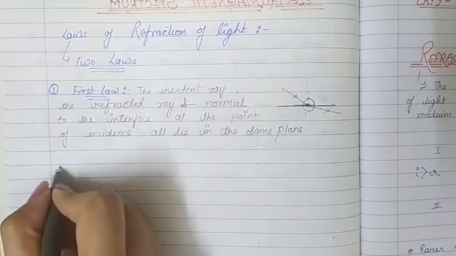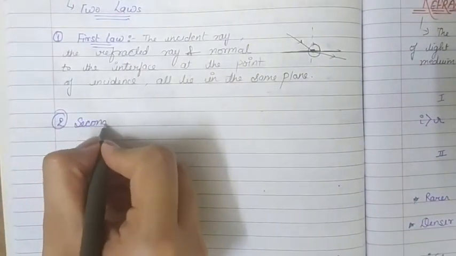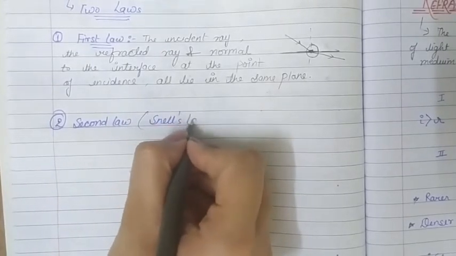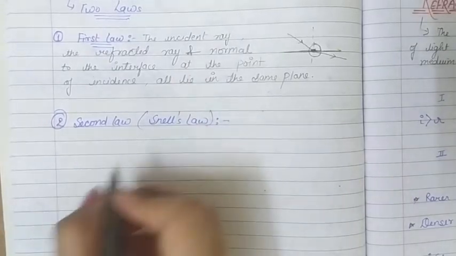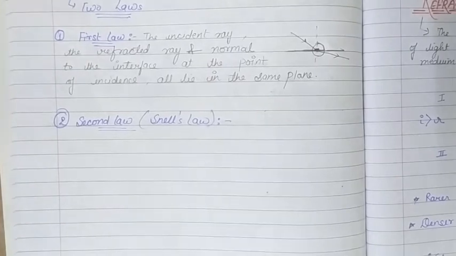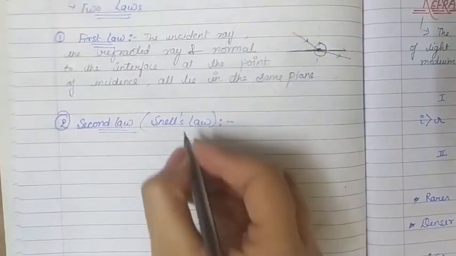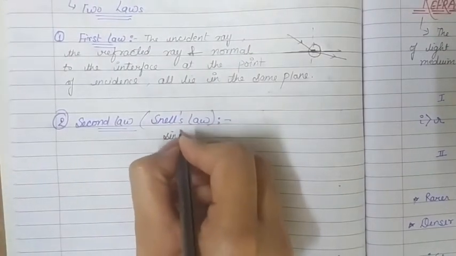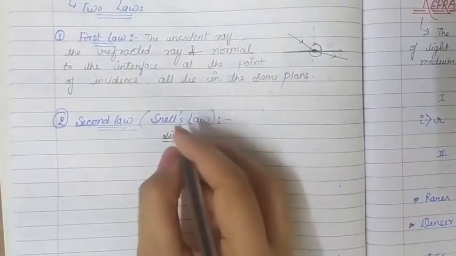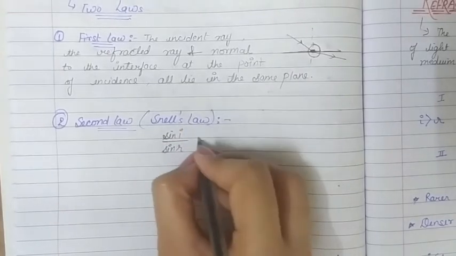Now moving to the second law of refraction. The second law of refraction is also known as Snell's law. We also call it Snell's law, and it states that the ratio of sine of angle of incidence, that is sin i, to the sine of angle of refraction, that means sine of angle of refraction, is a constant.